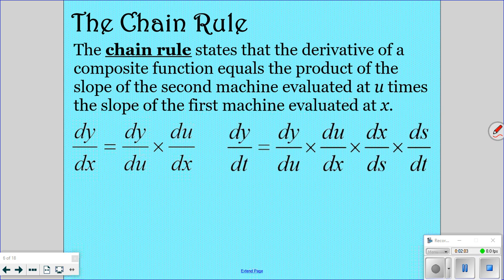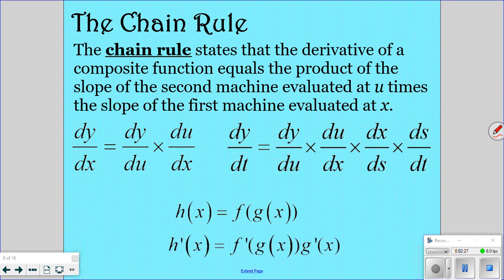And you can do it for multiples. For dy over dt, we have dy over du, and then du over dx, those cancel. Dx over ds, those cancel. And then ds over dt, those cancel. And you're left with dy over dt. So we're going to be using chain rule, and that's what's going to end up happening. If you take the derivative of f of g of x, the derivative of that is the derivative of f times the derivative of g. So that's how you can also think of chain rule if you would like.